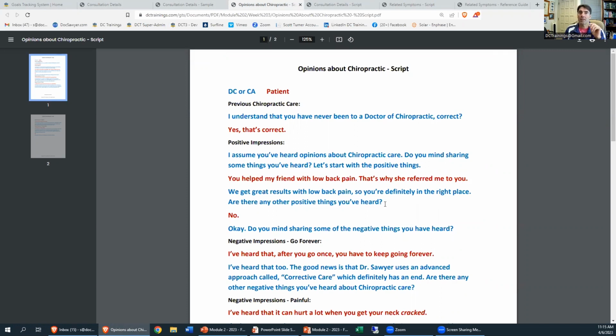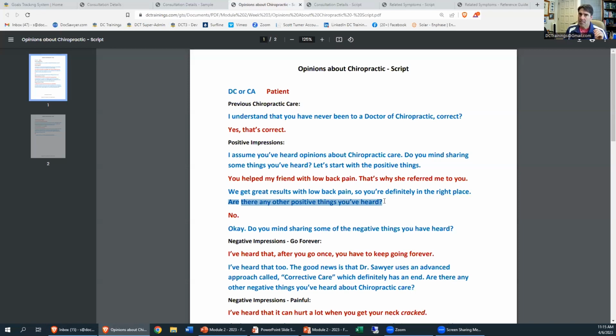And let me just highlight this, because in any of these questions, you'll always ask, is there any other positive things you've heard? You'll see in a minute when we get into the negative things too, but we always ask, is there anything else? And we want to ask, is there anything else, until the new patient says, no, there's nothing else.